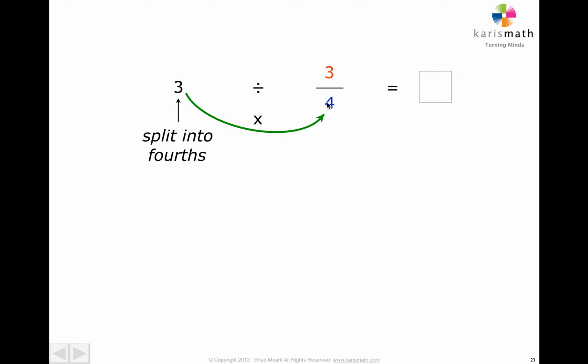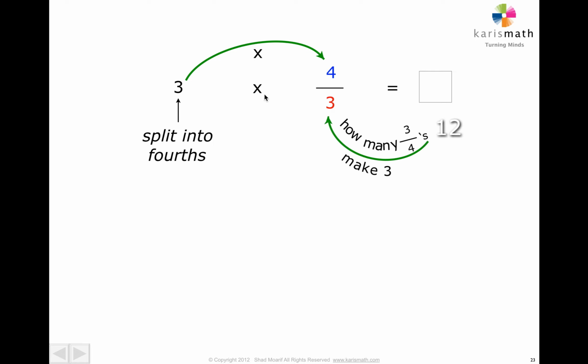But if you flip it over, it makes it easier. And multiply here instead. Flip it and then multiply 3 times 4. We get 12 fourths. That's 12 fourths. And then we find how many 3/4 fit into 3 wholes, which means into 12 fourths. How many 3/4 fit into 12 fourths? That's 12 divided by 3. And the answer is 4, which is what we do here.